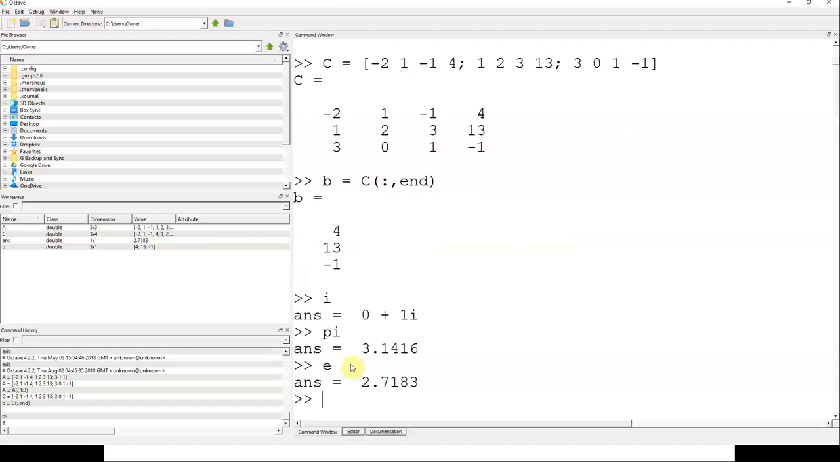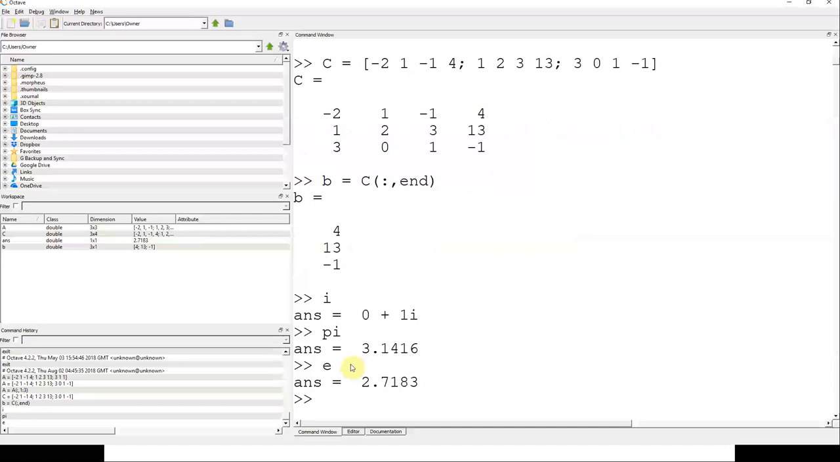E. There are a set of them. I'm just giving you a few examples. Those are very common for engineering. E is a special number. It is the exponential decay or exponential rise number.